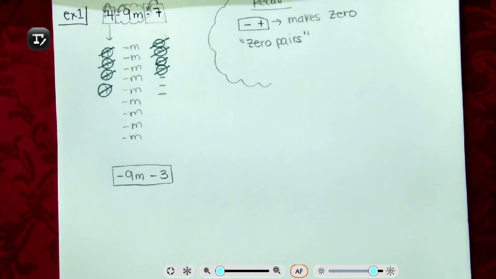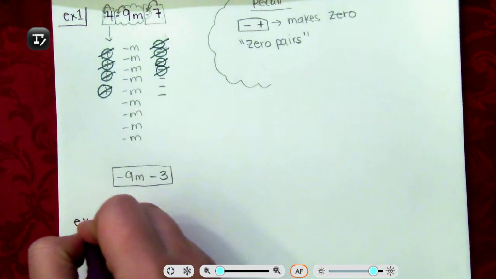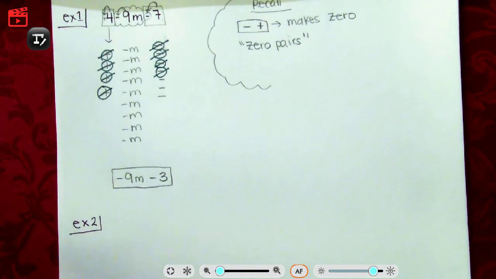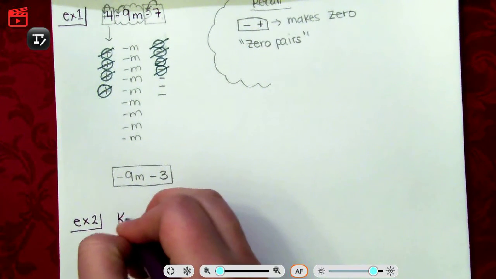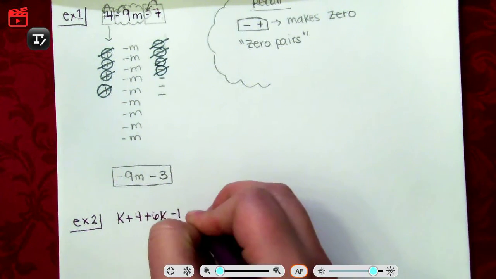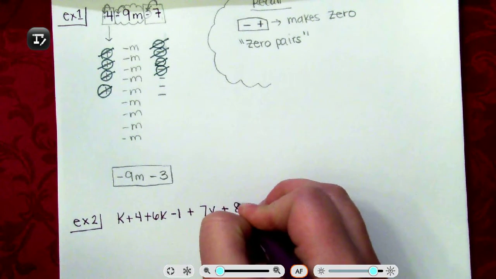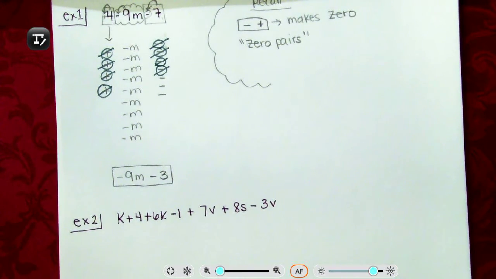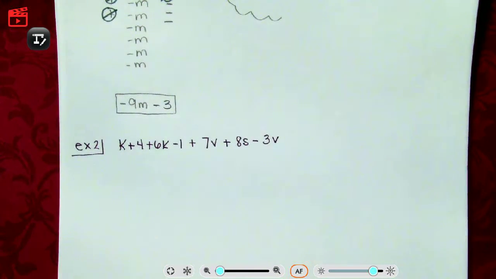Okay, let's try another example. So example 2. And let's do something a little bit more complicated in my opinion. Let's try, I don't know, k plus 4 plus 6k minus 1 plus 7v plus 8s minus 3v's. That's super duper complicated. I did that on purpose. But the steps are the same.